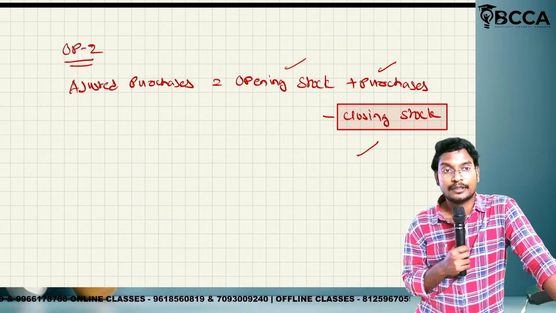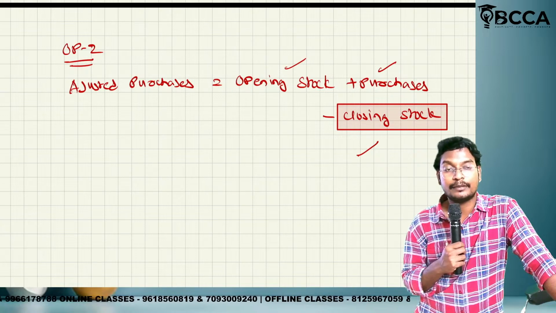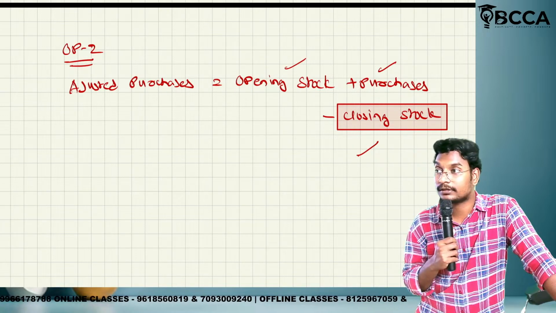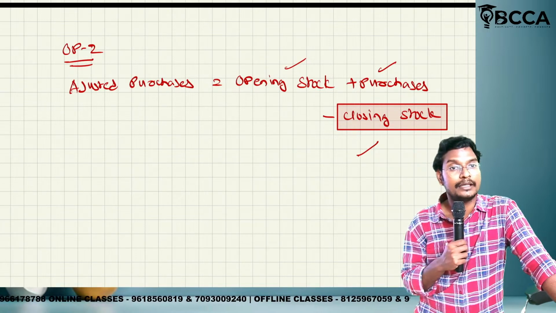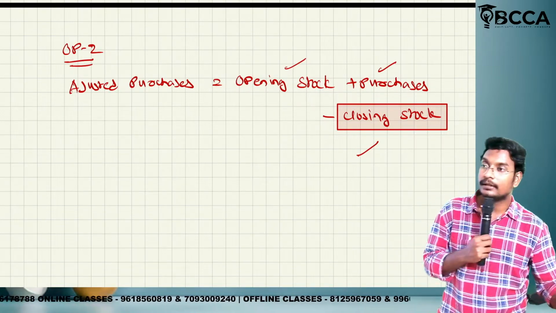Okay, now what is the first option? We have recorded the opening stock and we have recorded the purchases. Then at that point we need not record the closing stock, because the closing stock is already included, either in the opening stock or in the purchases.